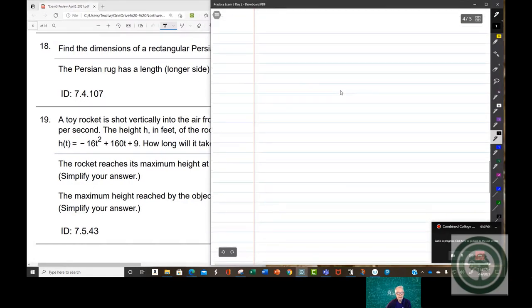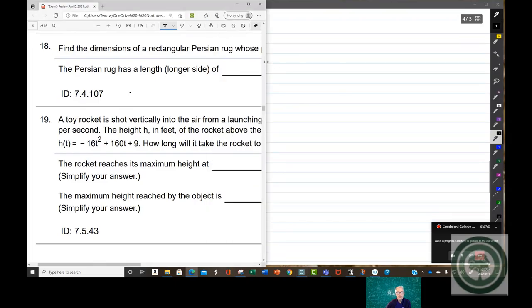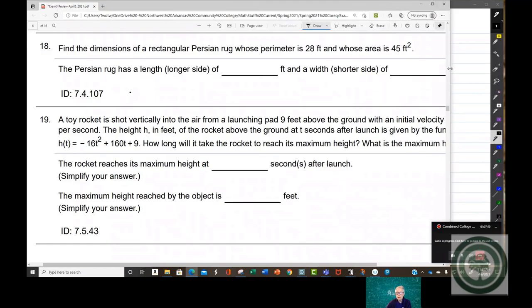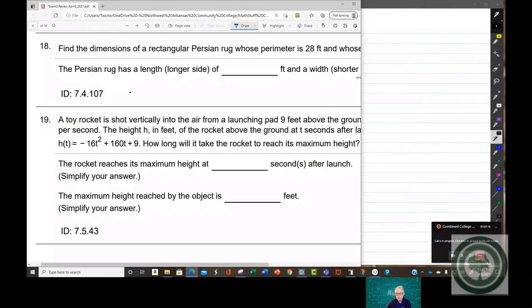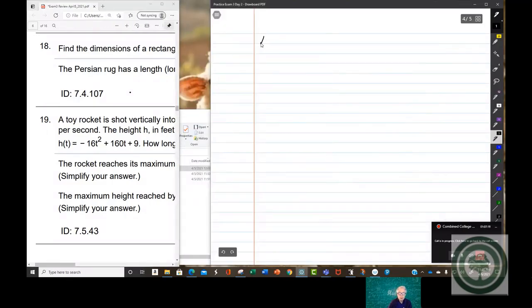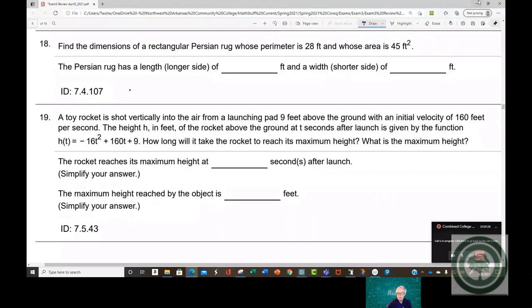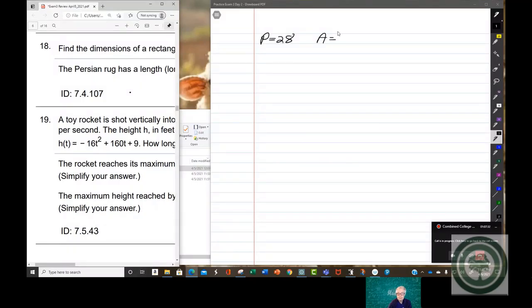We did this one. Let's do the word problems. That's a great way to spend our study time together. Find the dimensions of a Persian rug whose perimeter is 28 feet and whose area is 45 square feet. So, perimeter equals 28, area equals 45. We have a rectangular carpet.